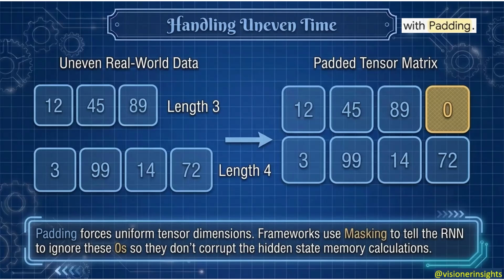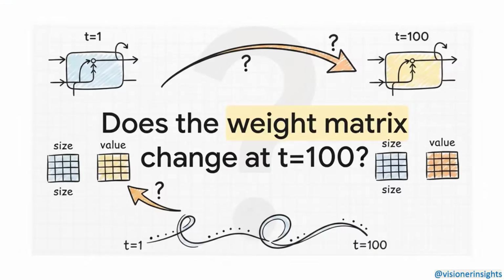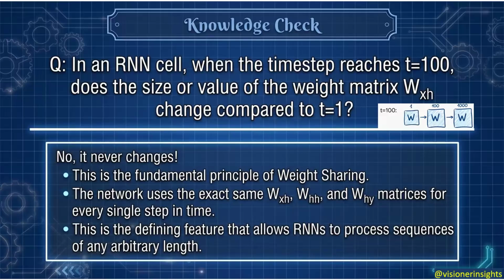Okay, before we wrap up, I want to do a quick knowledge check. Think about this carefully, based on everything we've talked about. In an RNN cell, when the time step loop reaches t equals 100, does the size or the value of the weight matrix change compared to what it was at t equals 1? The answer is an emphatic no. It never changes. This is the absolute foundational principle of weight sharing. The network uses the exact same weight matrices for every single step in time, whether it's step 1, step 100, or step 1000. It's the defining feature that allows recurrent networks to process sequences of arbitrary lengths.